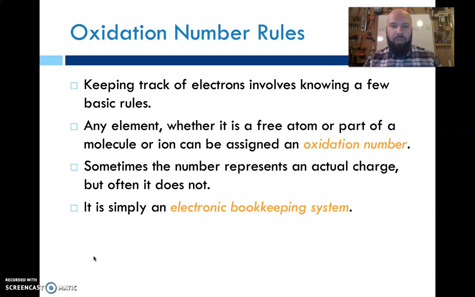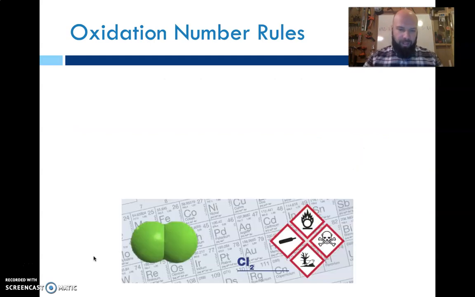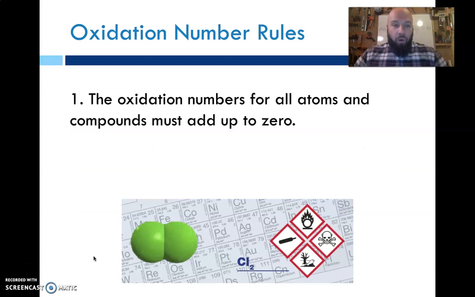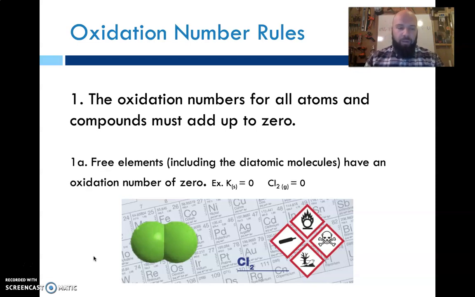We're going to do a few examples and I'm going to talk through the rules, and then there's a bunch of examples on a worksheet. So, they're hierarchical. Number 1, the oxidation numbers of all atoms in a compound must add up to 0. So if it's an atom or a compound with no charge, they add up to 0. We kind of break number 1 down. Free elements, so if you just had a solid potassium or gaseous chlorine, means that the oxidation number is 0 for potassium and chlorine in that example.